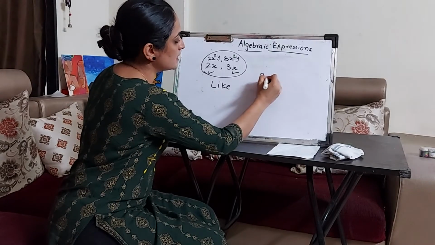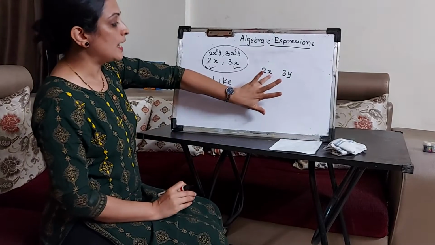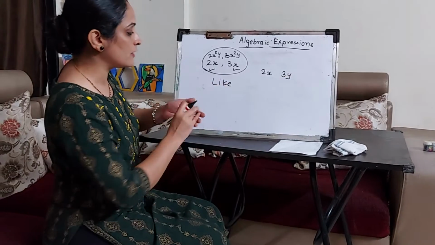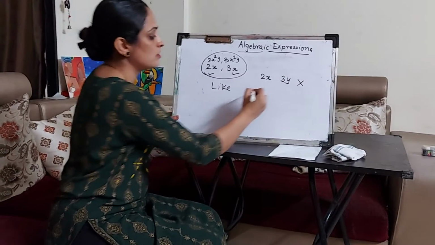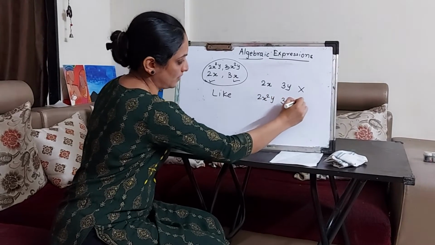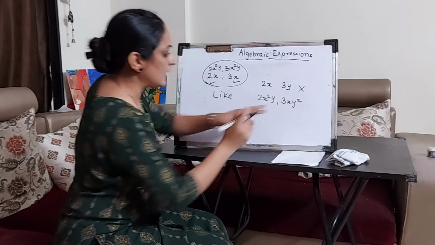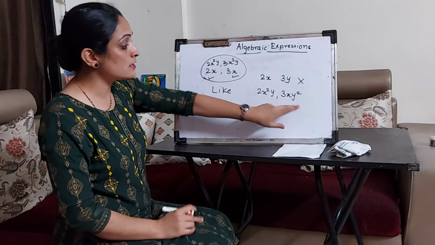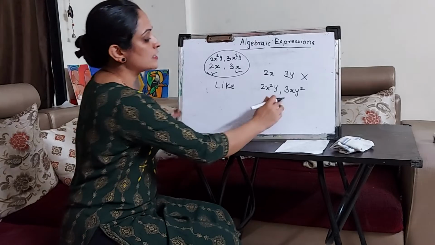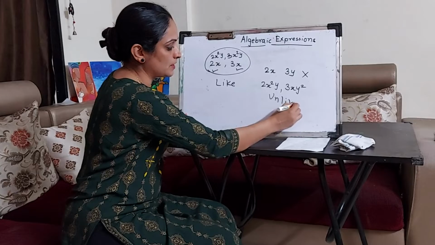But if we see 2x and 3y, what happens? In this term x is present and in this term y is present. So the variables are different. So they are not like terms. Also, if we see 2x square y and 3x y square, one can say that xy is present here and xy is also present here. But what happens? We have to observe the power of that variable also. So it doesn't come under the category of like terms. So these are unlike terms.